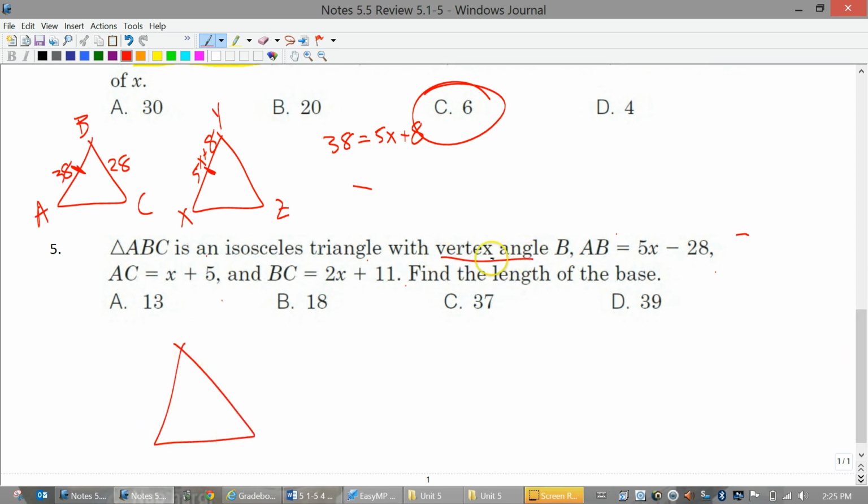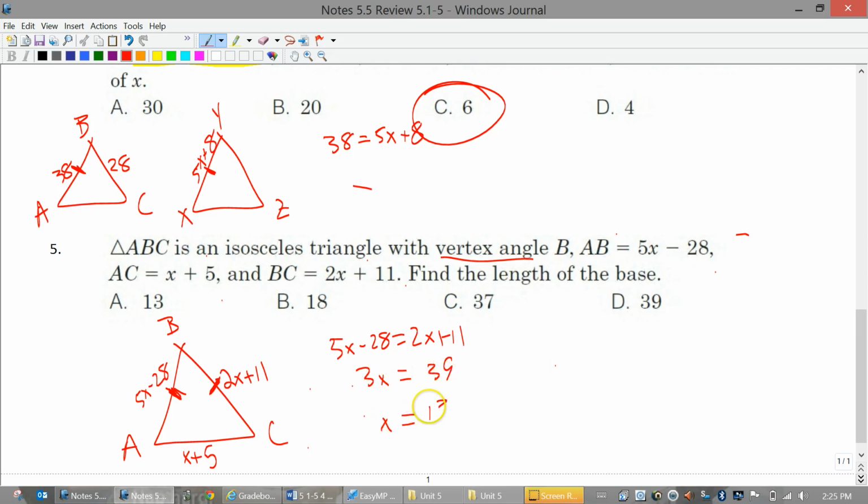On this subsequent problem, it's an isosceles triangle with vertex B. That means these two sides are congruent. Okay? And AC would then be there. AB is 5x minus 28, AC is x plus 5, and BC is 2x plus 11. B was the vertex angle, so these two sides are the ones that are congruent. 5x minus 28 equals 2x plus 11. Solve it. 3x equals 39. x is 13. That's not our answer because our goal is to find the length of the base.